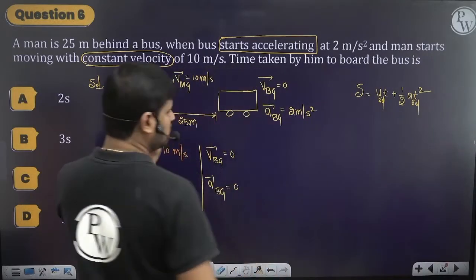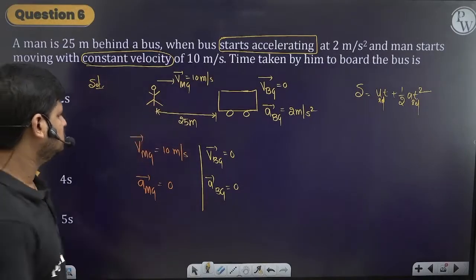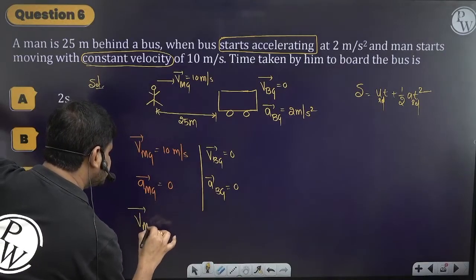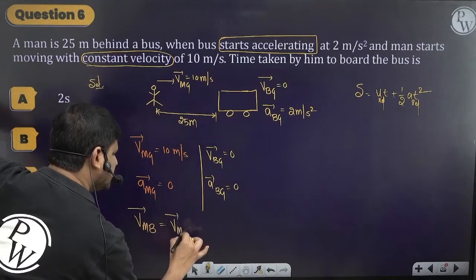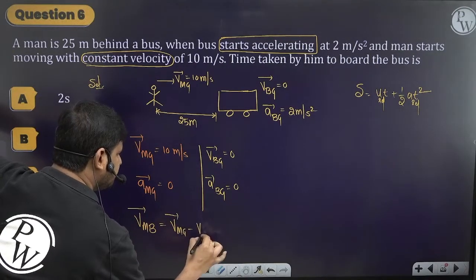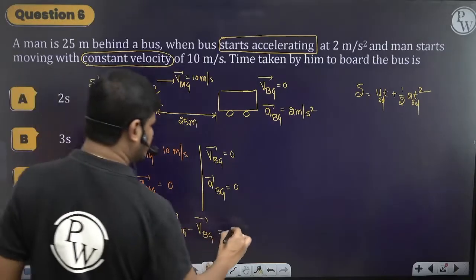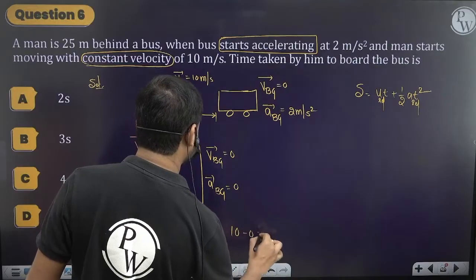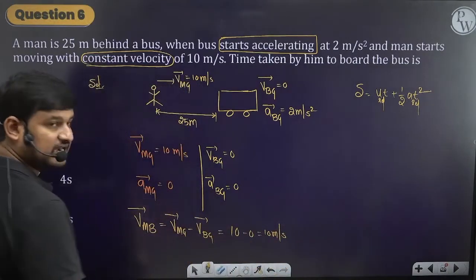So yes or no? What is the acceleration of the man with respect to the bus? First, simply find the velocity of the man with respect to the bus. We have to find that. So it is the velocity of the man with respect to ground minus the velocity of the bus with respect to ground. What is the velocity of the man with respect to ground? 10, minus the velocity of the bus with respect to ground, 0. So this is 10 meters per second, V MB. This is a relative velocity.